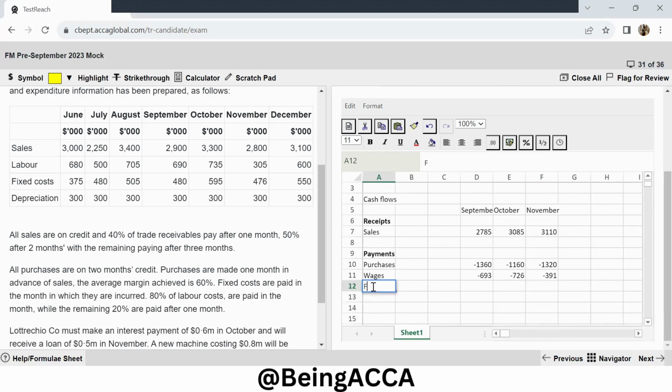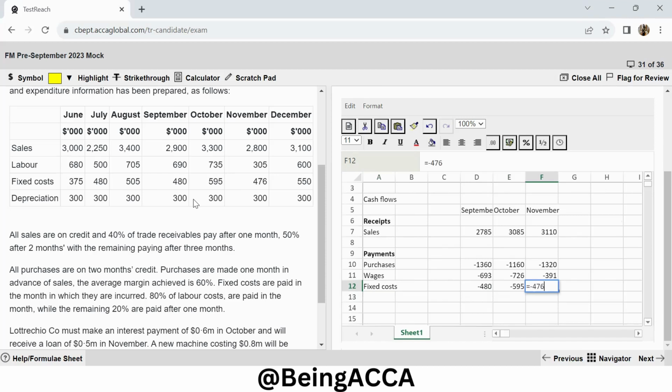Now let's come to fixed costs. So with regards to fixed costs, what is written? Fixed costs are paid in the month in which they are incurred. So I'm just going to take the exact values which are given for the months of September, October, and November. So it is minus 480, then I have minus 595, and then I have minus 476. So yes, these are the figures that are given for these months respectively.